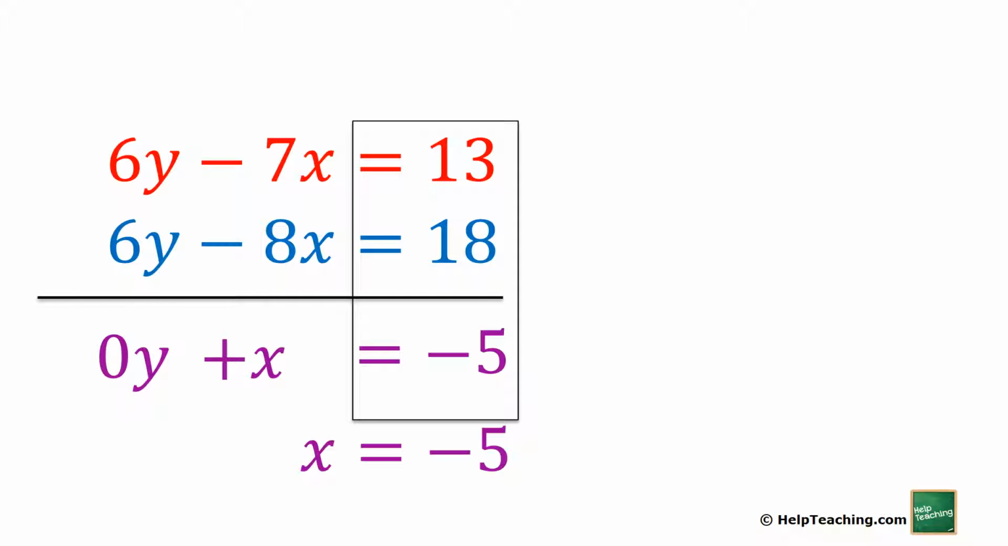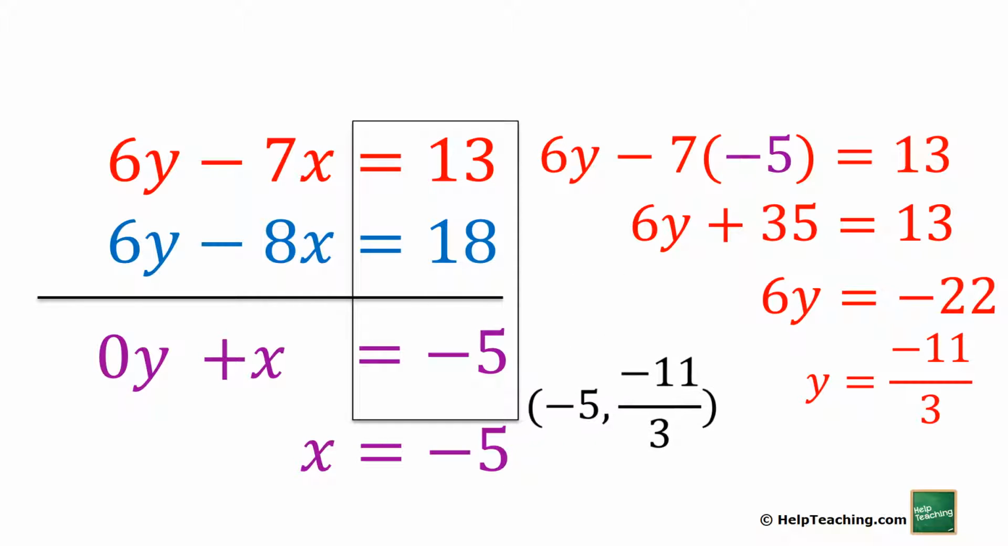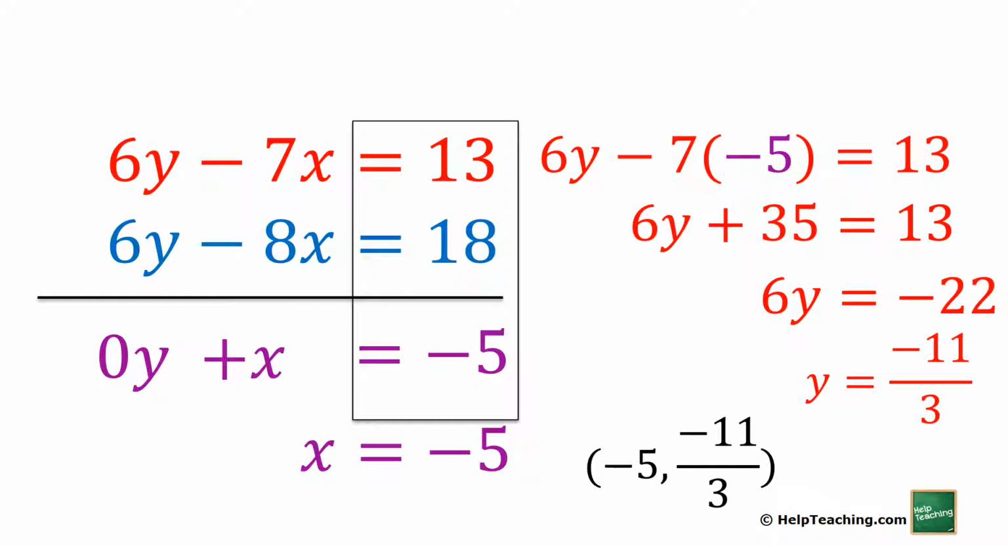So the same as in the last example, we will use the value we just found for x, and we will put it back into one of the original equations to replace the x value. When we simplify that, we get 6y plus 35 equals 13, because negative 7 times negative 5 is positive 35. And when we subtract 35 from both sides, we get 6y is equal to negative 22. Divide both sides by 6, and we get y is equal to negative 11 over 3. This means that the solution for this system of equations is (negative 5, negative 11 over 3).